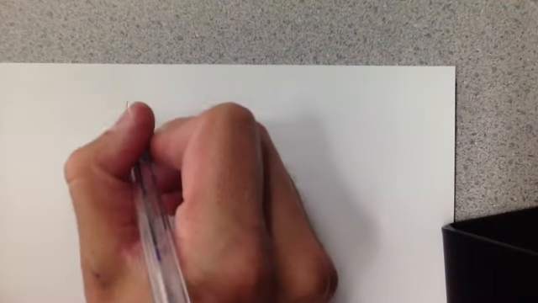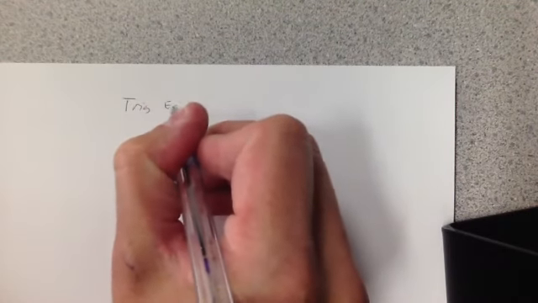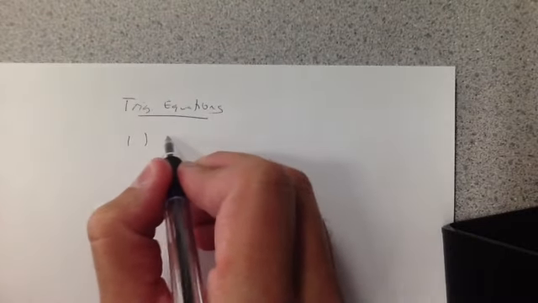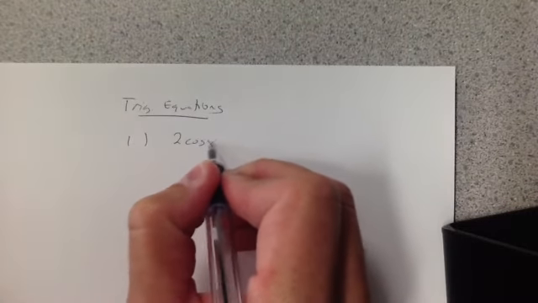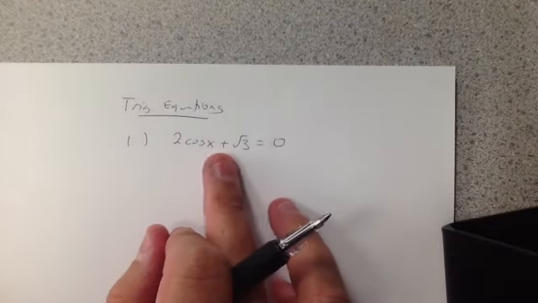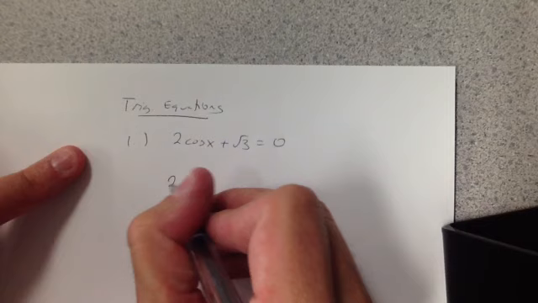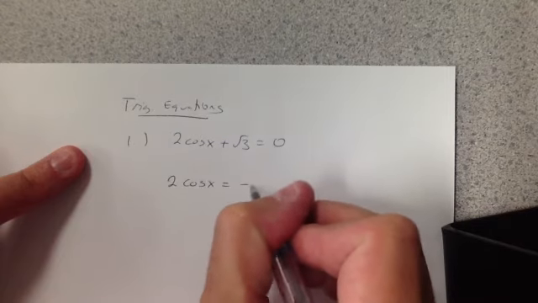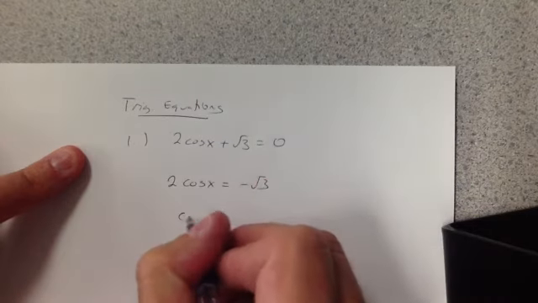Today we're going to review trig equations, how to solve them. So let's take a look at an example, an easy one: 2 cosine x plus the square root of 3 equals 0. I want to solve this like any other equation, so we're going to bring over the square root of 3 and divide by the 2.